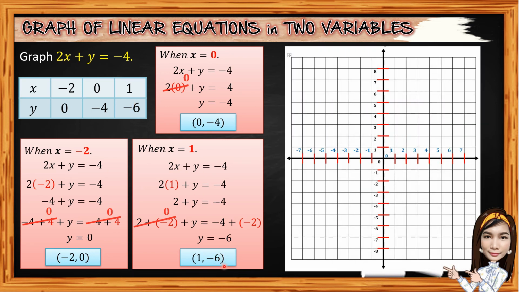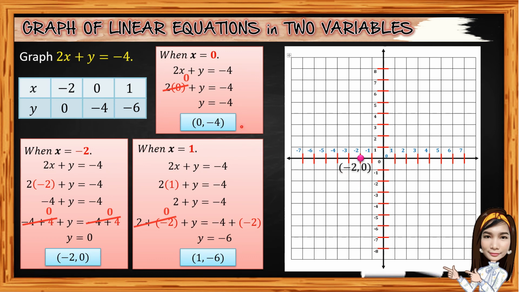Now using the Cartesian plane, we are going to graph the given equation 2x plus y equals -4, given the table of values. So the first ordered pair is -2, 0. So we have the value of x, -2, and 0 is the y. So that is located on the x-axis. So we have here, the -2 is on the left of the origin. So we have -1, -2. So we're going to draw or plot the point. Then label it as -2, 0.